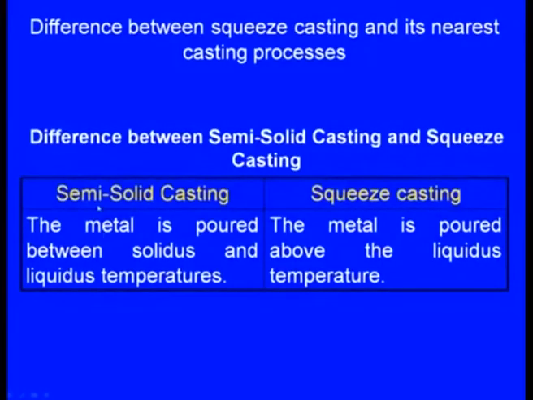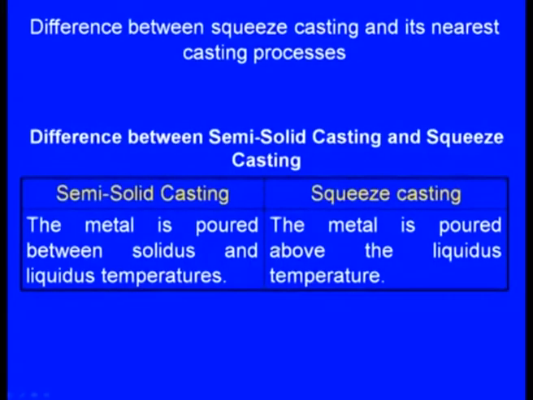Next, let us see the difference between semi-solid casting and squeeze casting. In semi-solid casting, the metal is poured between the solidus and liquidus temperatures, whereas in squeeze casting, the metal is poured above the liquidus temperature, not below the solidus line.